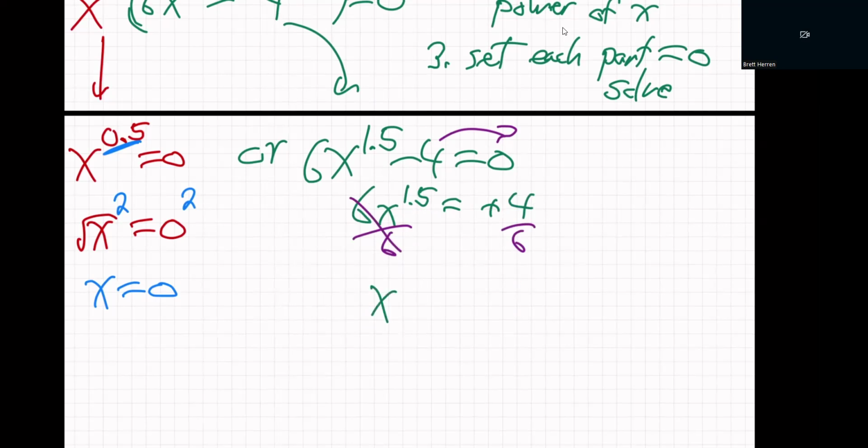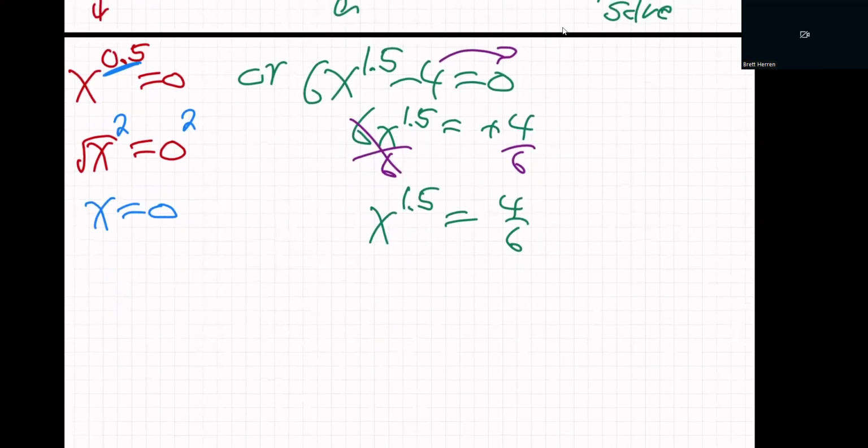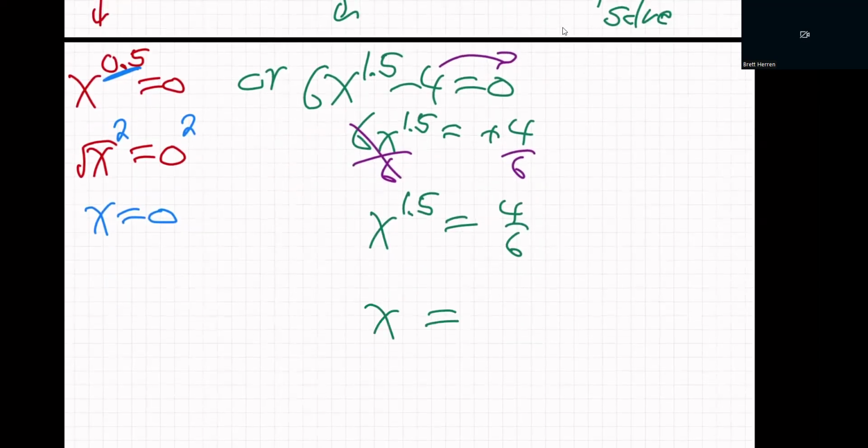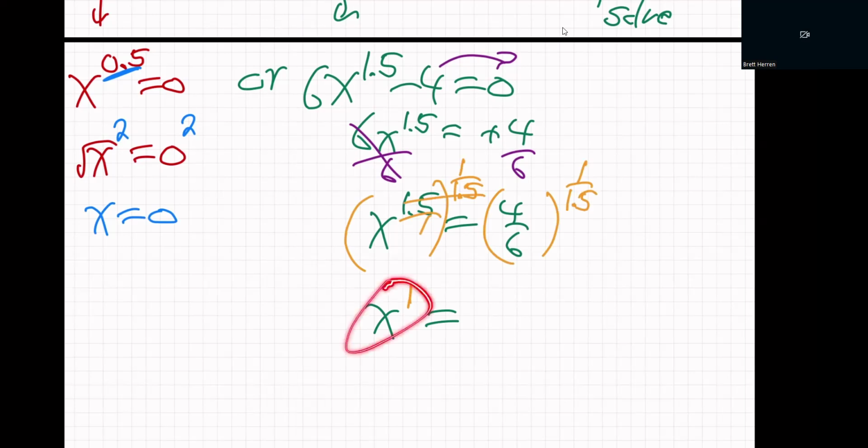Okay, so x to the 1.5 is 4/6. Now, the whole question is, how do you get x when you have a weird power like 1.5? What are you going to do? Well, you raise both sides to the 1 over 1.5, right? Because this is over 1, these will cancel, and it'll just be x to the 1, which is normal x. Does that make sense?